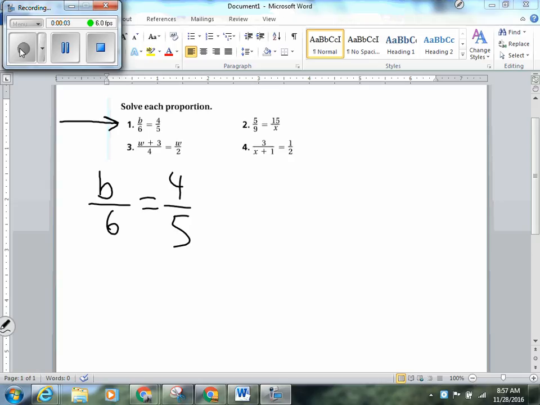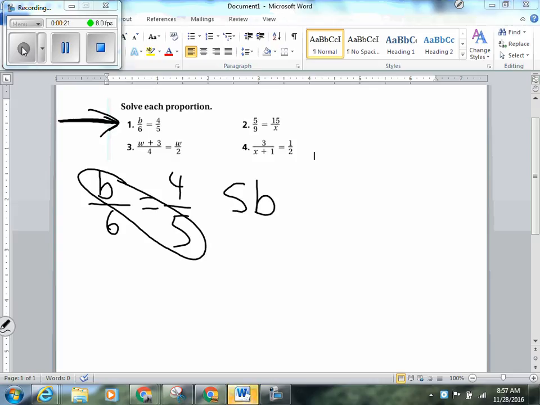Okay, question number 1. This problem, you're going to have to cross multiply. You take this number times that number. And then we're going to go b times 5 is 5b. Write down your equal sign, and then take, I'll use a different color so you can see it, 4 times 6 and get 24.